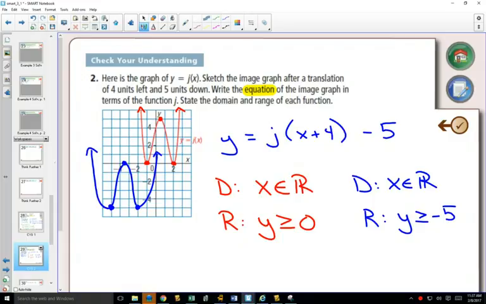So the questions you can do for practice for these ones are 8, 9, and 10.